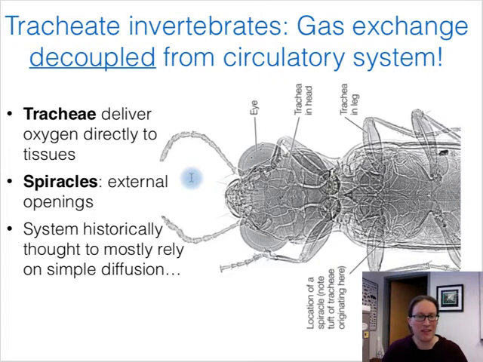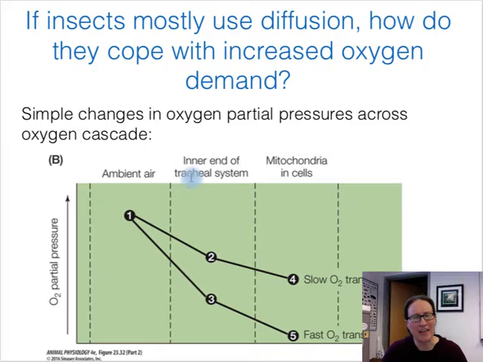Historically, we kind of thought these were boring, and that they just use simple diffusion to move gases. And if that were the case, insects vary in how active they are, so there's some variation in oxygen demand that they'll experience. So, the thinking was, well, what do they need to do if they need more oxygen?